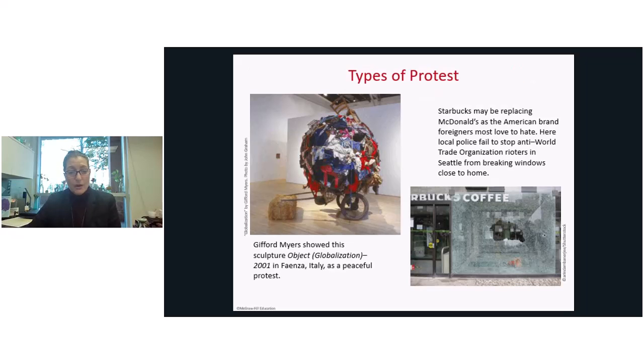Here, for example, we've got a silent protest by Gifford Myers in Italy with his object of globalization. And here's an example of a demonstration of hate in America. Sorry, didn't happen in America. Oh, it did happen in America. Anti-World Trade Organization rioting in Seattle. And they smashed a Starbucks window as an icon of Americanization.